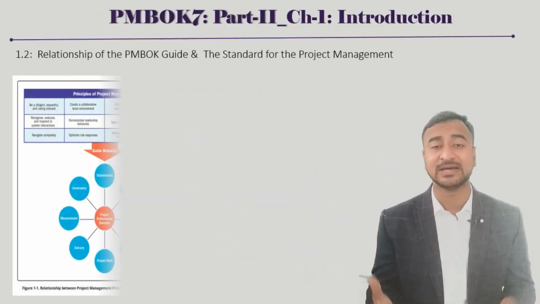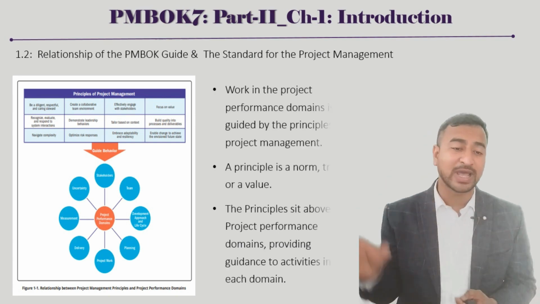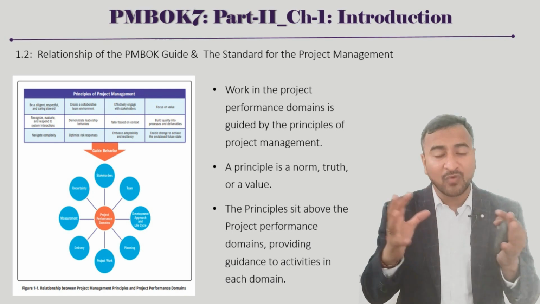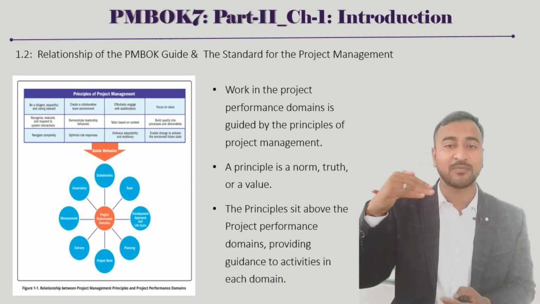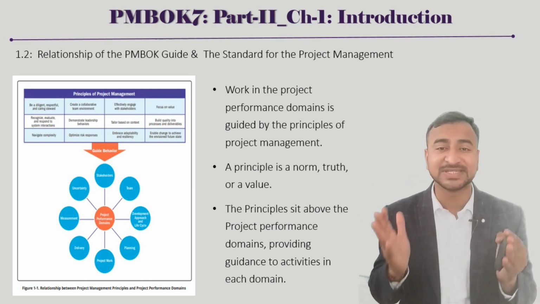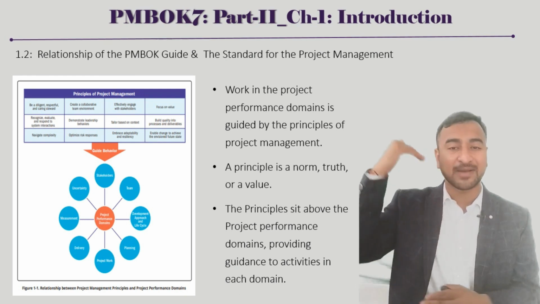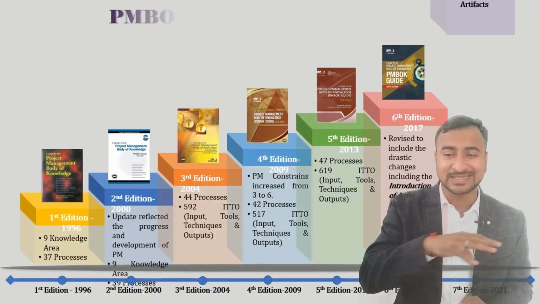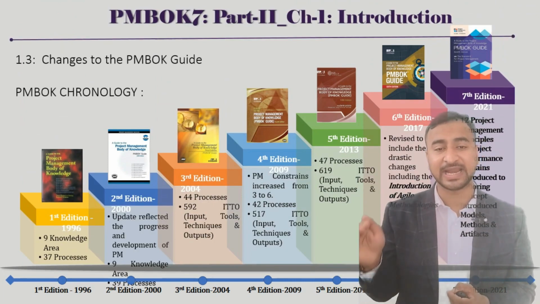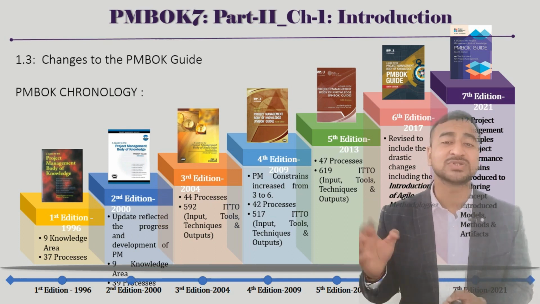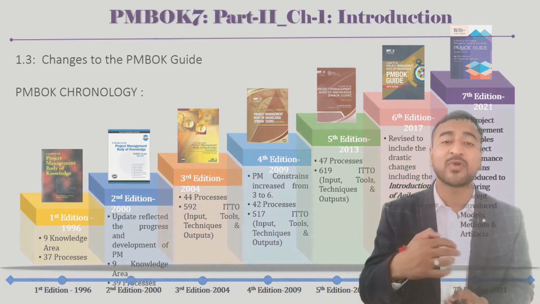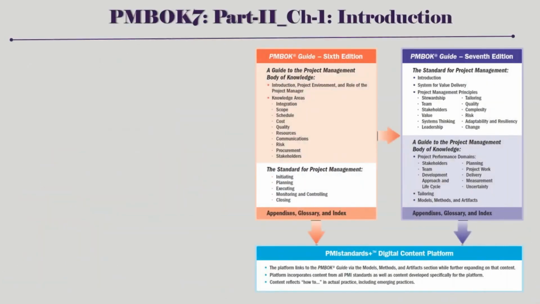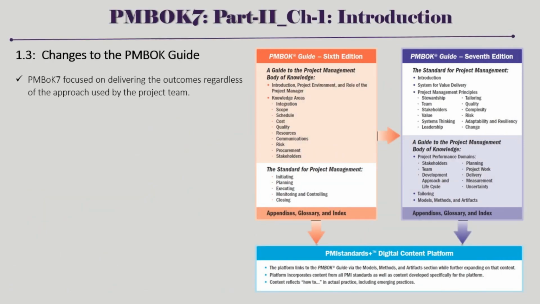The next thing is the relationship between part 1 and part 2. As you see over here, the work in the project performance domains is guided by the principles of project management. What is a principle? A principle is a norm, a truth, or a value. The principles sit above the project performance domains and provide guidance to activities in each domain. If you check over here, PMBOK version 1 to 7, there is a transitional and significant change we are getting in PMBOK 7. That is a change like focus on delivery or outcomes regardless of the approach, a shift from a process-based standard to a principle-based one that we are going to discuss, introduction of the 8 project performance domains, and a very important significance on tailoring in achieving project success.